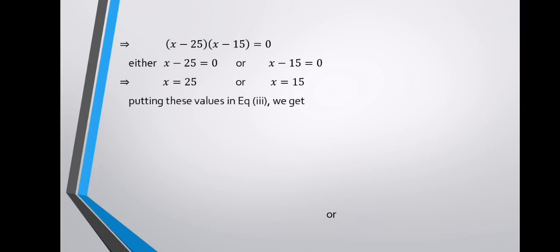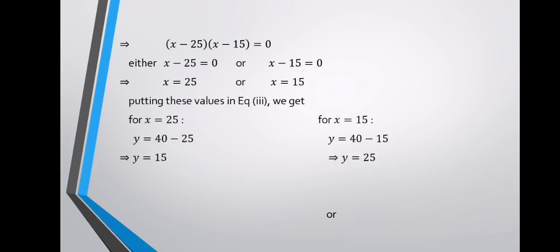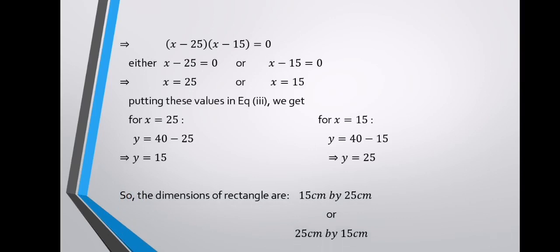So putting these values in equation number 3, we just get for x is equal to 25, y is equal to 40 minus 25, since it was y is equal to 40 minus x. So if we are putting x is equal to 25, it will become y is equal to 40 minus 25 is equal to 15. And if we are doing it for x is equal to 15, it will be y is equal to 40 minus 15. So this implies that y is equal to 25. So the dimensions of rectangle are 15 cm by 25 cm or 25 cm by 15 cm.